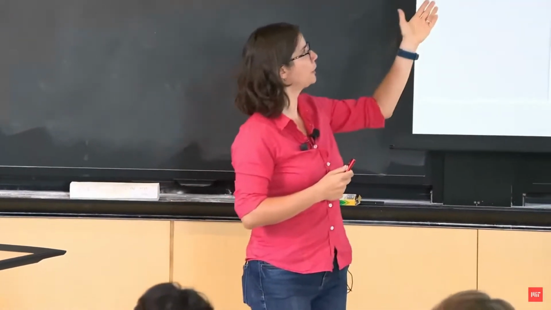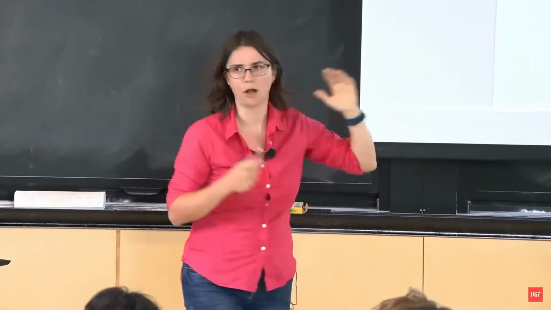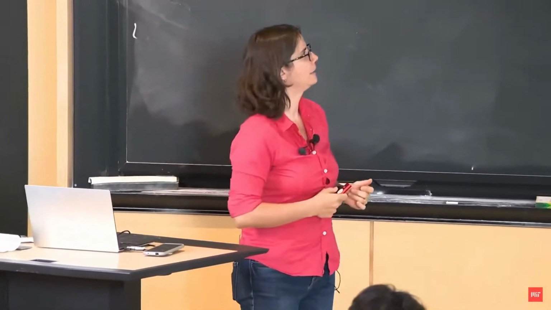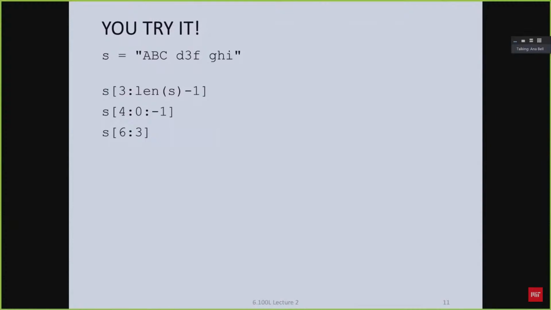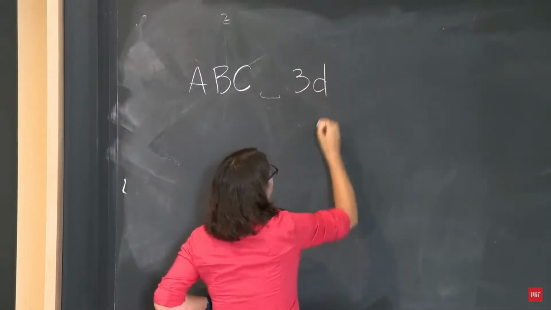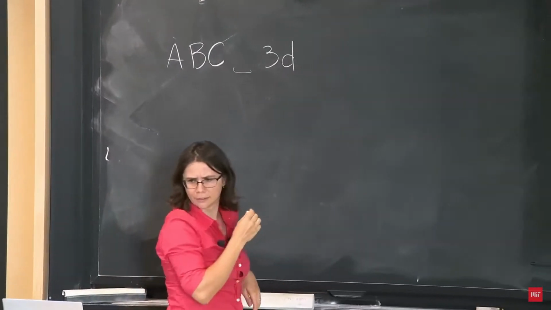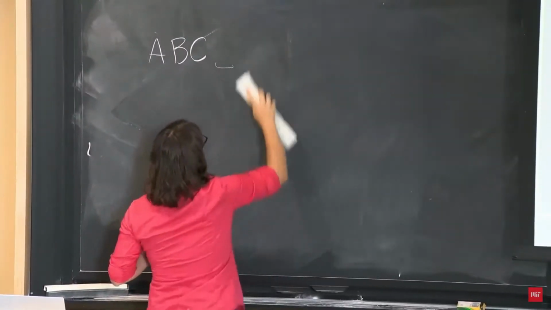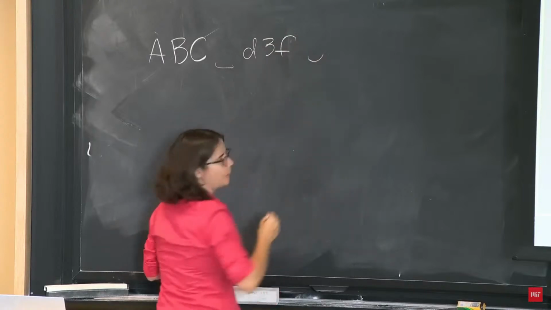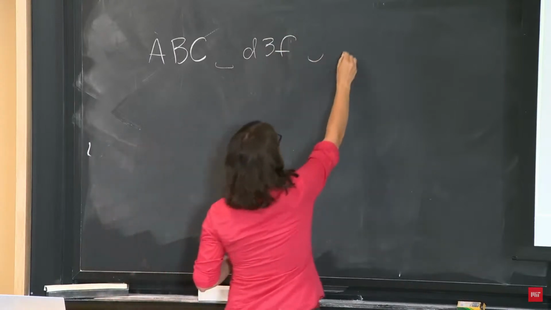Okay, so again, if you're unsure what a command does, you can always try it in your console, the shell, and here's an opportunity to do that. Here's a string S, and I'm going to write this one down: ABC, space, D3F, and then another space, and GHI.